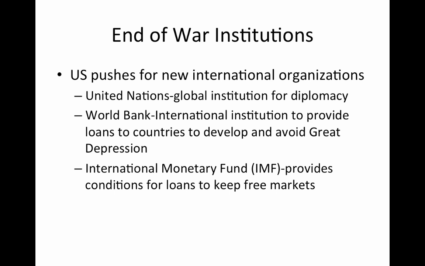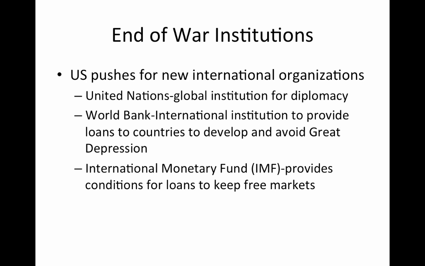The end of the war institutions. At the end of the war, the United States and the other major Allied powers looked to ask the question, why did World War II get started in the first place? Well, unlike World War I, which was started over colonial competition and over arms production, the idea was that World War II had gotten started because of an economic collapse. And so because of that, there were three institutions established.